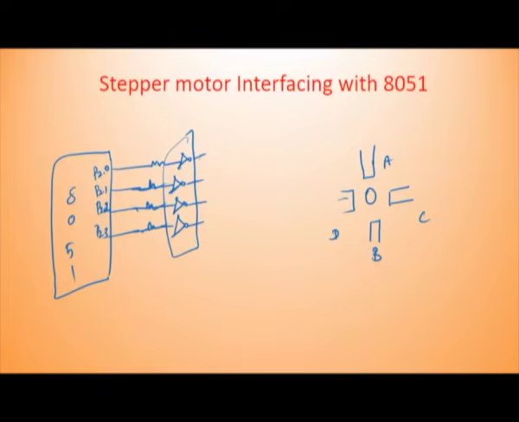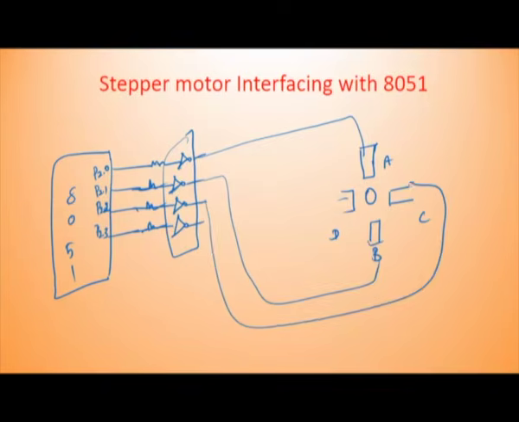Now, this P2.0 is connected to the stepper motor coil A, then B is connected with this, then C is connected with this, then D is connected with this. So, 4 coils. These are the coils.